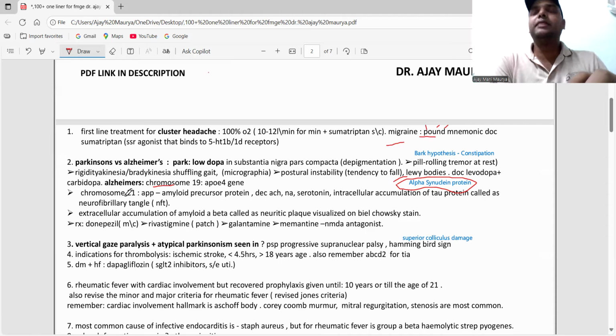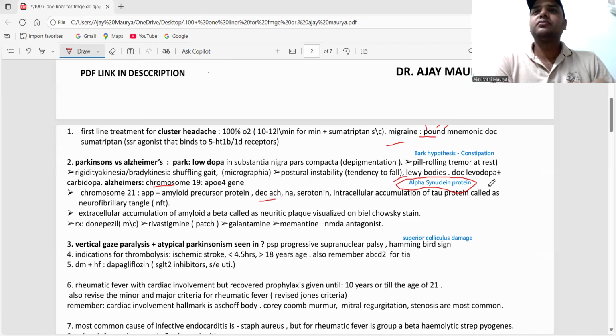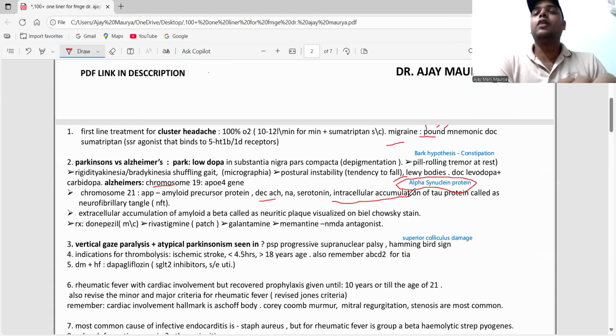And remember, sometimes they will ask you about the APP protein, that is the amyloid precursor protein, which is located at chromosome 21. Okay, now here they decrease what? They decrease acetylcholine here. Okay. Remember here there is intracellular accumulation of a tau protein, which is called as what?